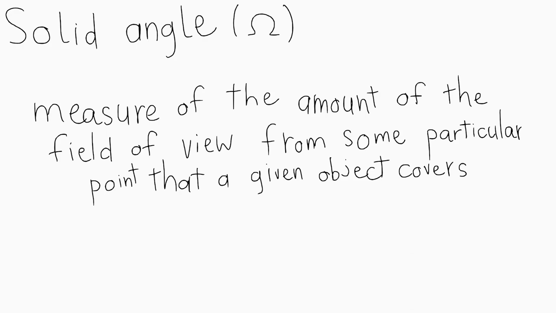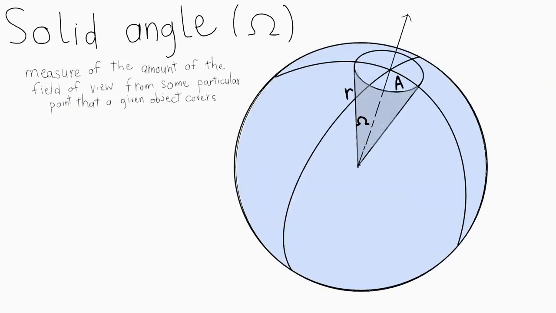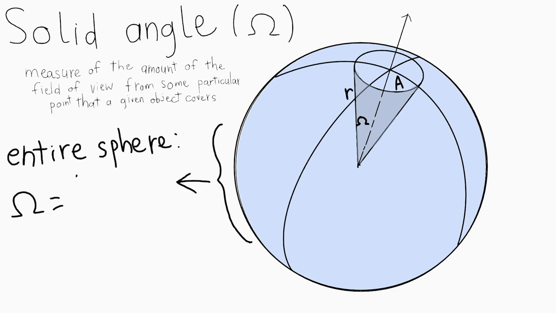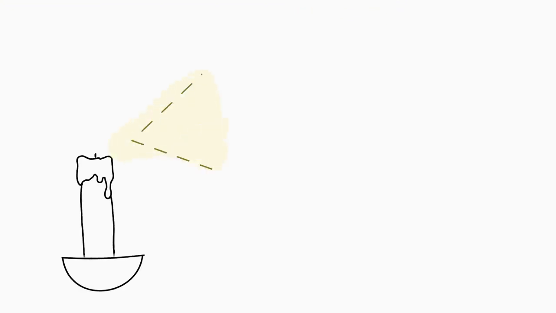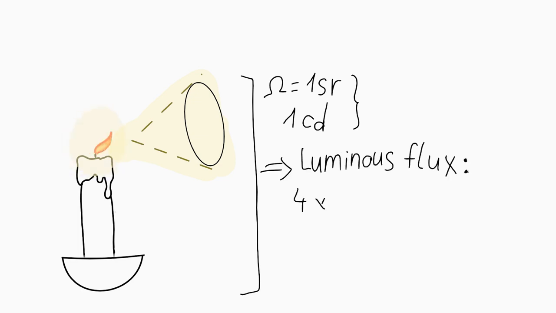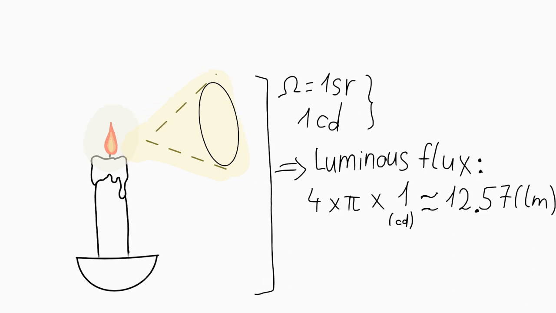Besides, we have solid angle with the omega symbol. It is the measure of the amount of the field of view from some particular point that a given object covers. And the entire sphere has the omega of 4 times pi. Let's have an example. This is a candle, and omega is 1 sr, meaning 4 pi, and 1 candela. From that, we have 4 times pi times 1 equals about 12.57 lumens.